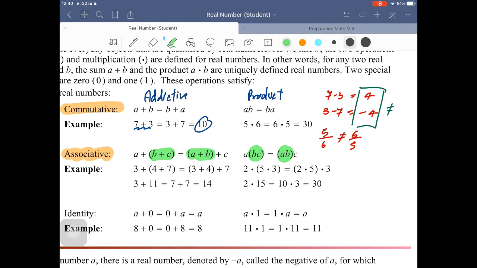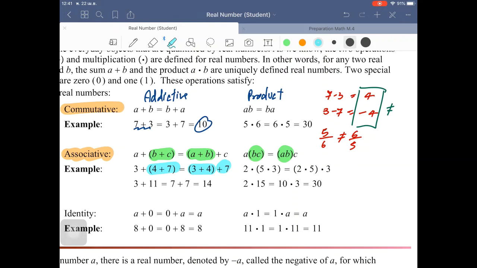You see here 3 plus 4 and 7 equals 14, and 3 plus 4 first, and then plus 7, the answer is also 14. So this we call associative. The answer must not be changed, okay?